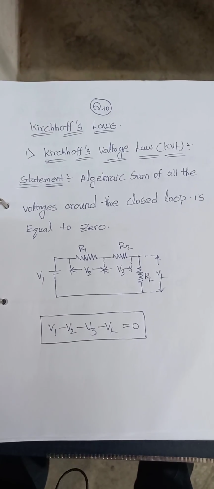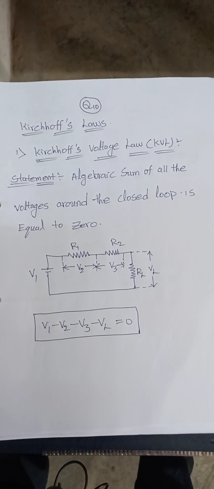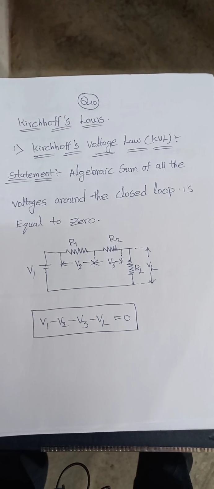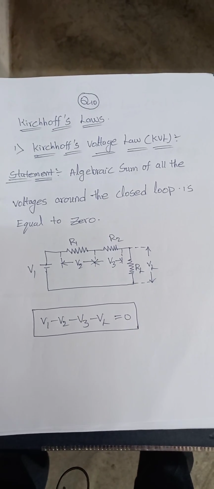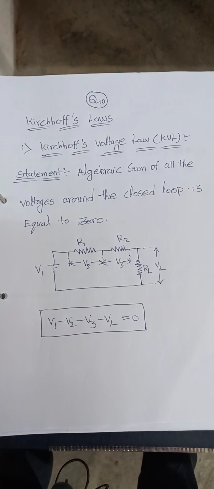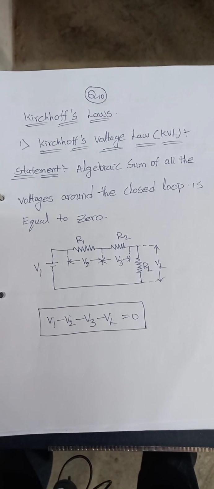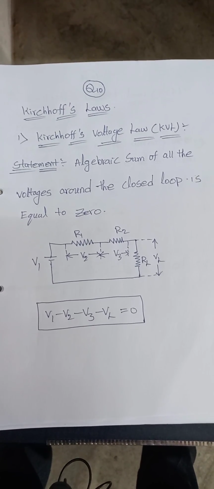The statement of Kirchhoff voltage law is: the algebraic sum of all the voltages around a closed loop is equal to 0. This statement is sometimes very long in some textbooks, but here I have simplified it in a short manner.